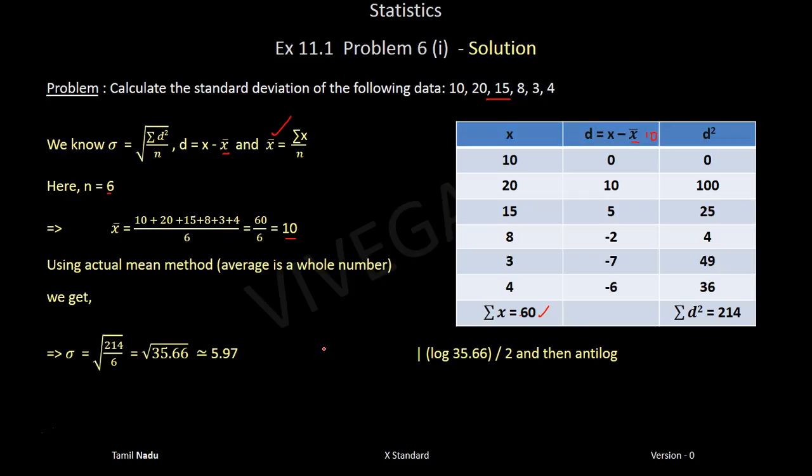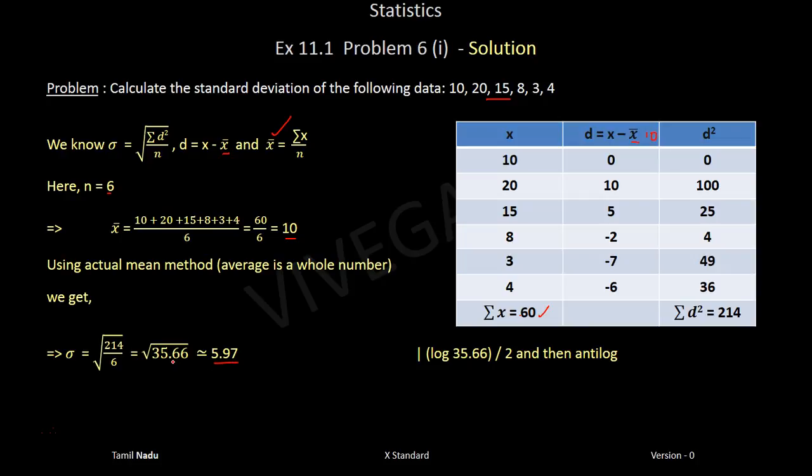Now let's substitute this in the formula. The standard deviation is equal to the root of the summation of D square divided by N. We know summation of D square is 214 and N is 6. So this will be the square root of 214 by 6, and if we divide it, it comes to 35.66, and the square root of 35.66 is 5.97.